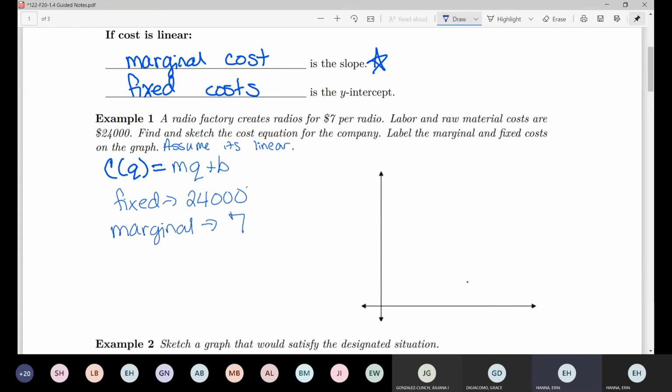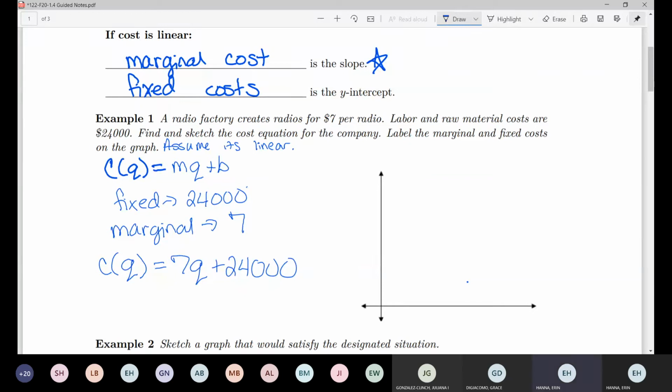But again, since that's the cost per radio, that wording also tells you that it's the marginal. So our cost equation here would be 7Q plus $24,000.